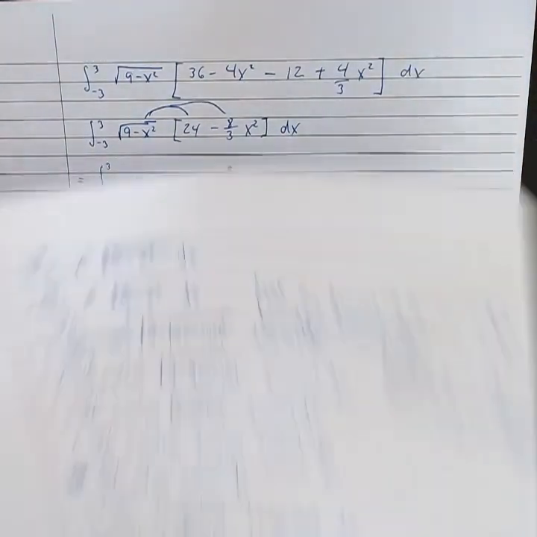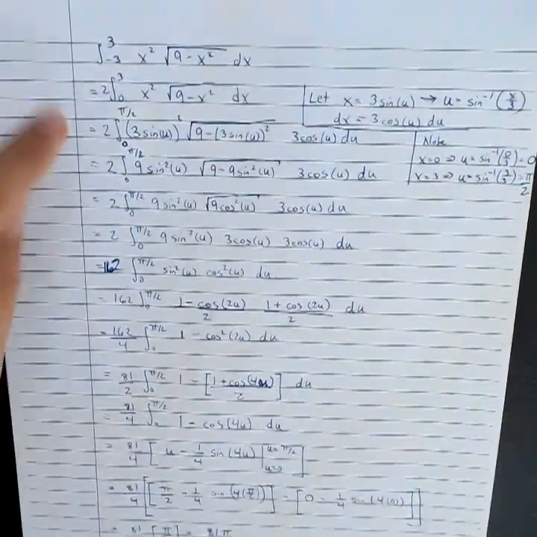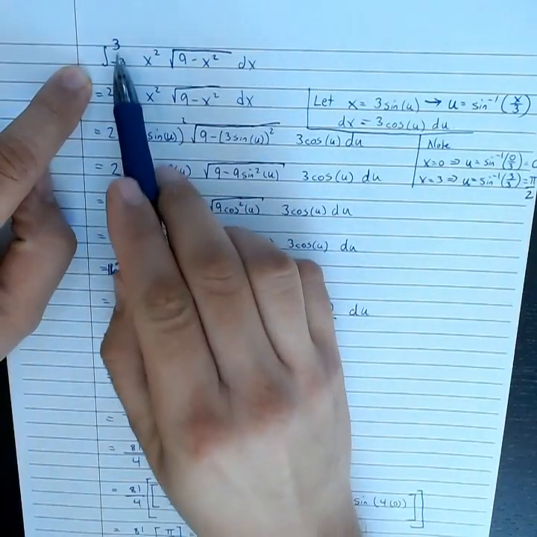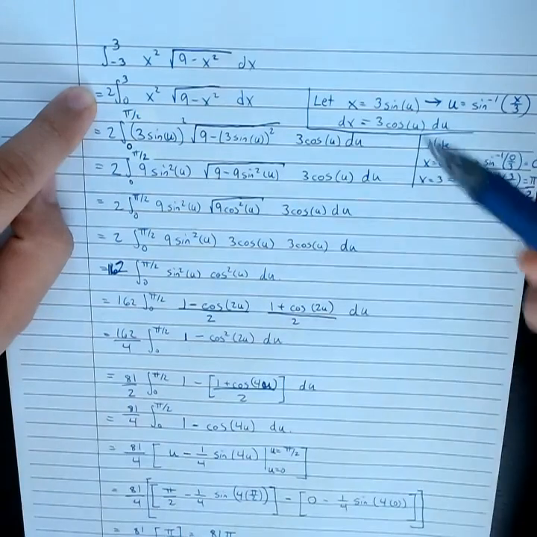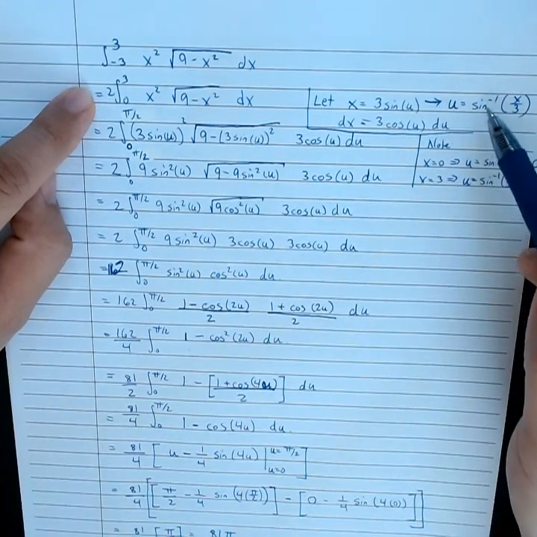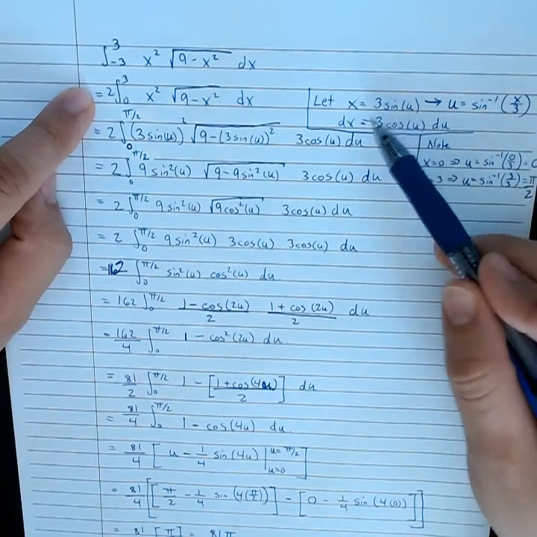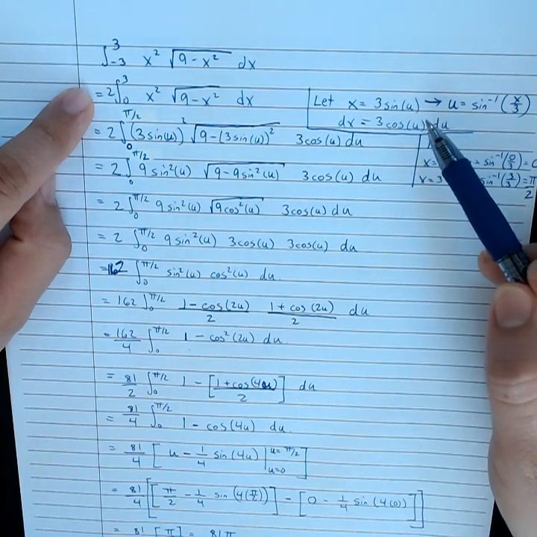All right, so here we use trig substitution. This is an even function over a symmetric set of boundaries, so we can just double from 0 to 3. Here I'm going to take x equals 3 sine of u as my substitution. Notice that means that u is equal to the sine inverse of x over 3. You can solve for u here. And if that's equal to x, well then that's dx.